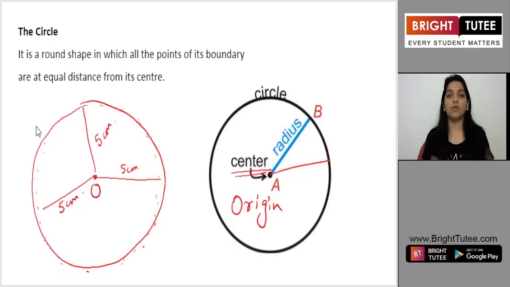So what do we call a circle? It is a round shape in which all the points of its boundary, so this is why we have made these points on the boundary, are at an equal distance from the center, right? So I hope you do know this is the circumference or the boundary of the circle, right?